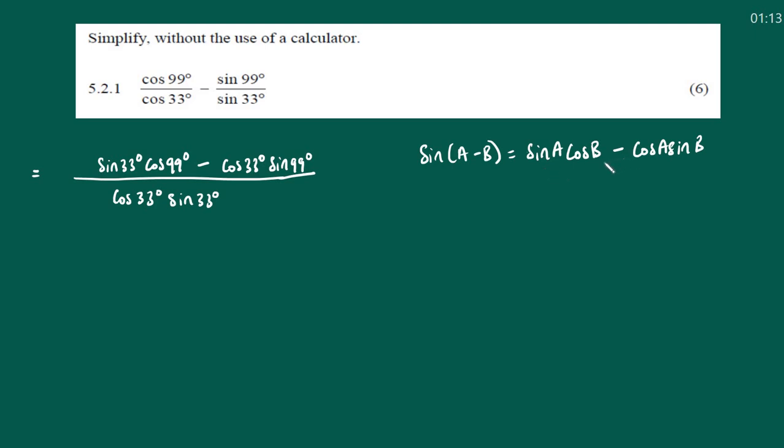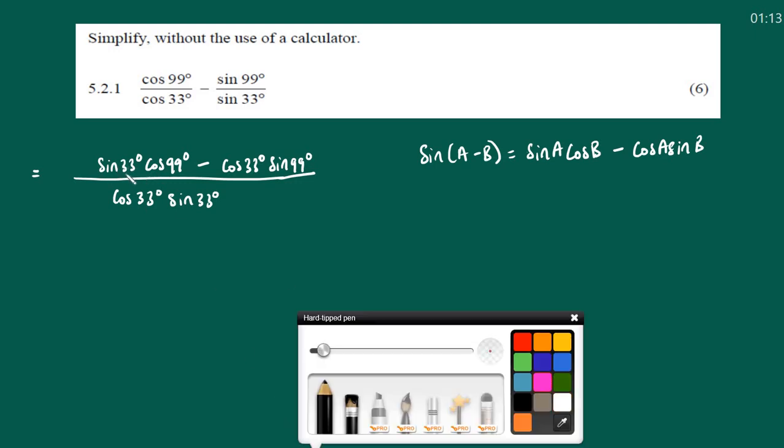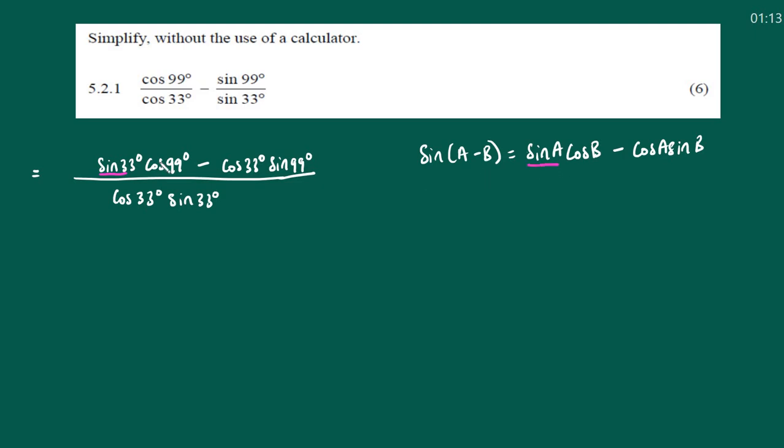Now, it actually looks like this. Do you see that? You have sine. I want you to check these parts. You have sine, and then you have sine. You have cos, and then you have cos. Your angle A is 33, right? And then your angle B is 99. Then you have cos, right? And then you have sine. And still it is 33 and 99.